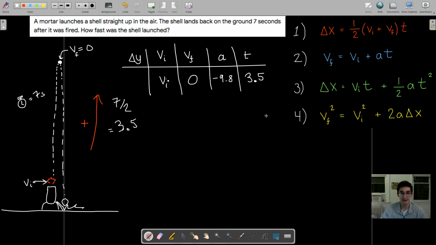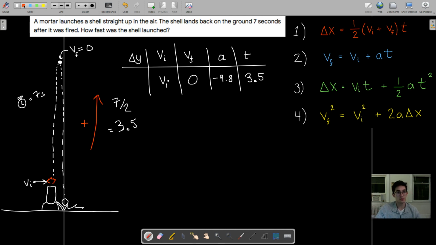This is the big key here, is knowing to cut our time in half, okay? We need to take half of our time. So if our mortar or our projectile had spent 10 seconds in the air, we would use 5 seconds as our time, okay? All right, now let's go ahead and solve the problem.